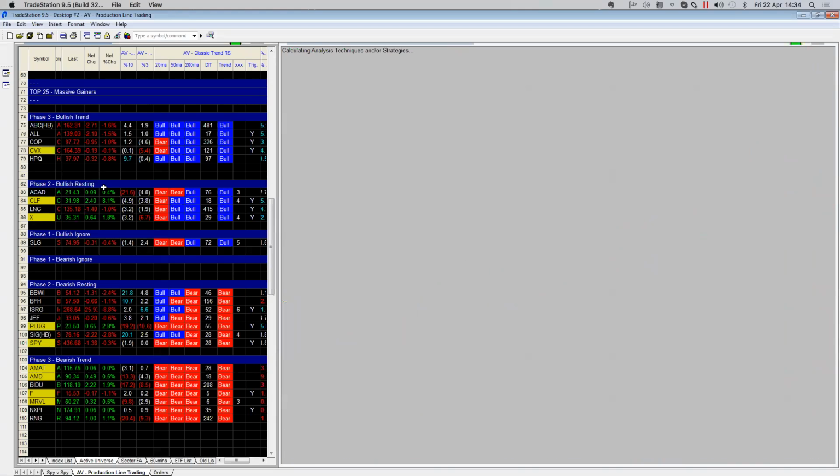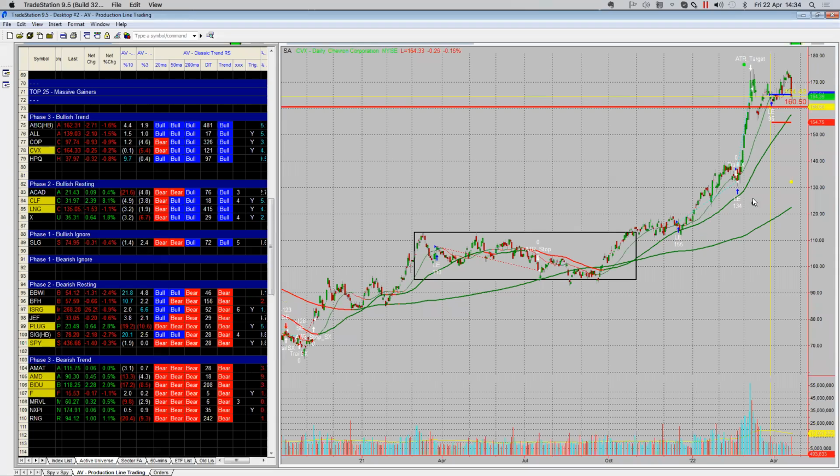CVX. What are we looking at? I think we looked at this last week, didn't we? Not last week, the week before. So again, we've got a lovely buyable trend, rally retracements. We've got trending, retracing. So it's back to the 20. So it's waiting for it to turn around. Again, already in this one personally, waiting for it to start moving favorably.